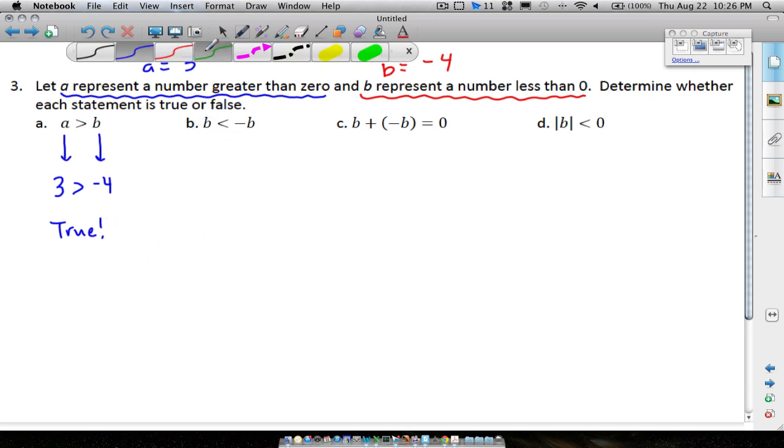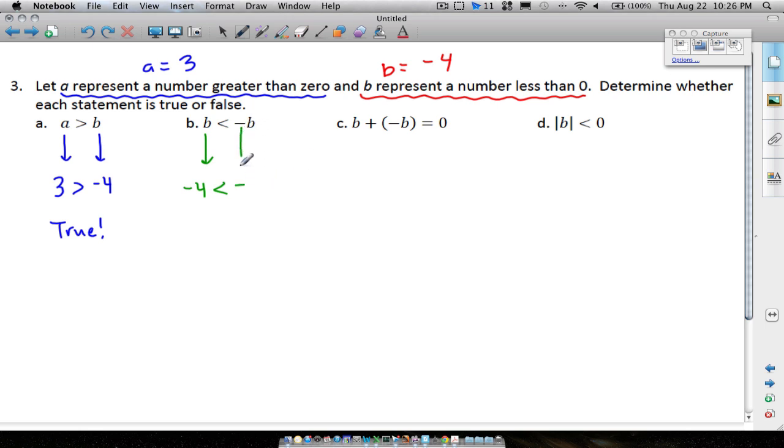Question B. We let B be -4. Copy down the less than symbol. And then we have the opposite of B. That means -4. Think about it like this.